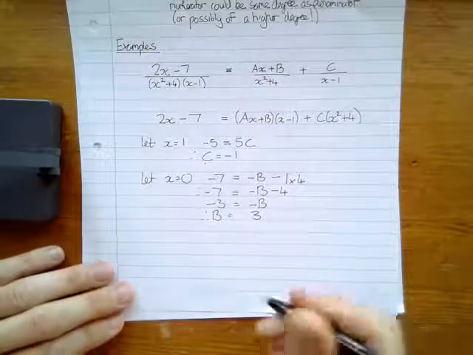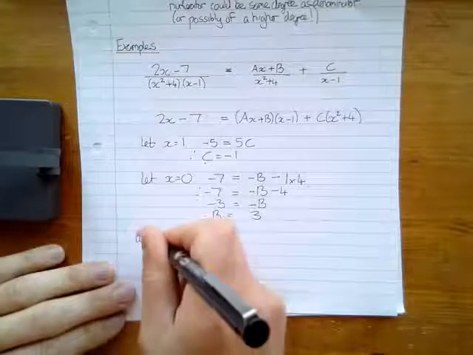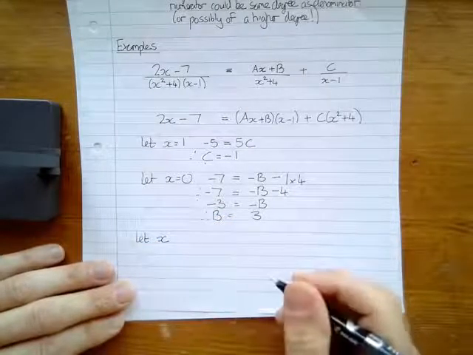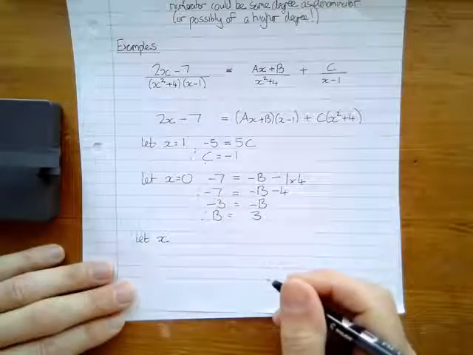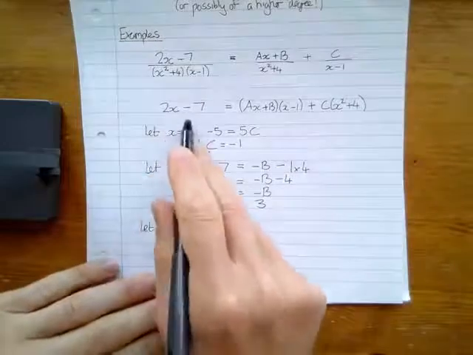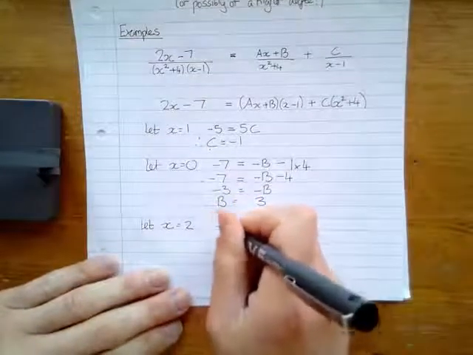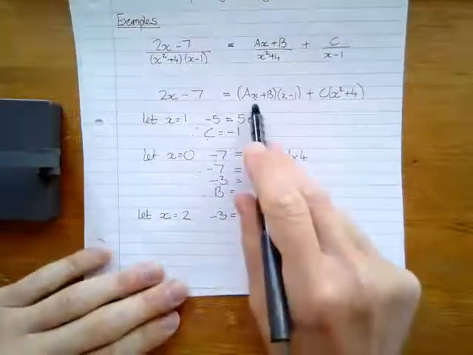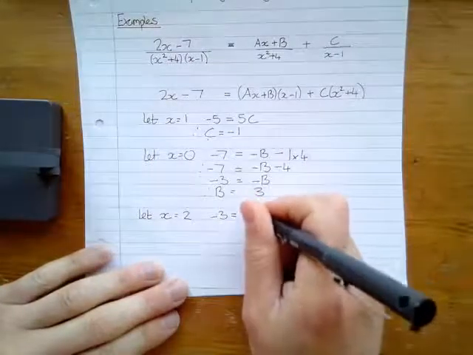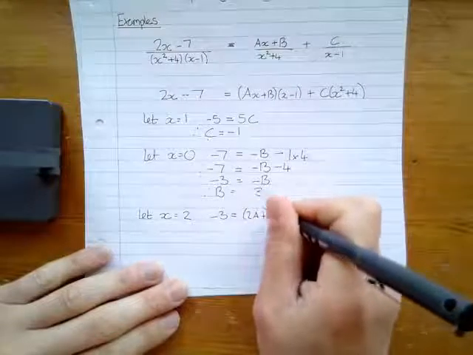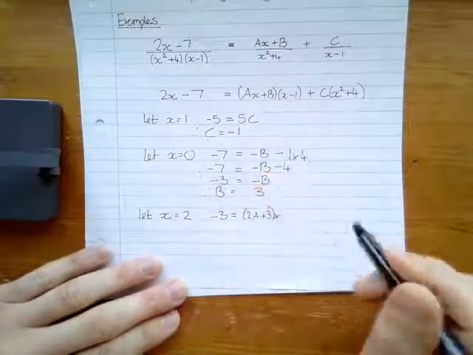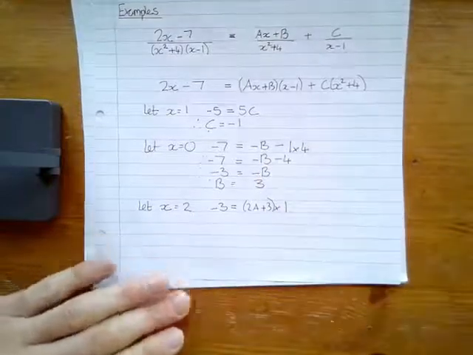Okay, and then finally, to find the a, it doesn't really matter what value of x I substitute in. Something simple that's not going to give me too much headache. Let's go for x equal to 2. So if I put 2 in on the left hand side, I'll get minus 3. And if I put 2 in on the right side, I'll get 2a plus 3 in a bracket multiplied by 1. Yay! That's good. 2 minus 1 is 1.